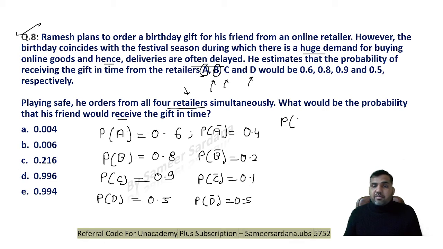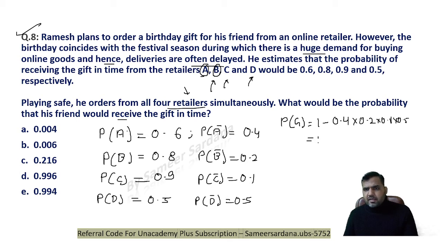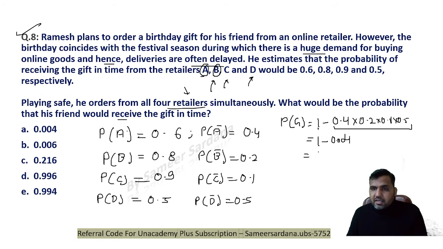If I want the probability of receiving the gift, it is 1 minus the probability that he is not receiving a gift from any of the retailers. 1 minus 0.4 into 0.2 into 0.1 into 0.5. That is 1 minus 5 into 4 into 2, 40, that is 40 upon 10,000, 0.004. The probability that he is receiving the gift is 1 minus all the cases where he is not receiving the gift from any of the retailers. This will be 0.996. The probability that he will receive the gift is 0.996.